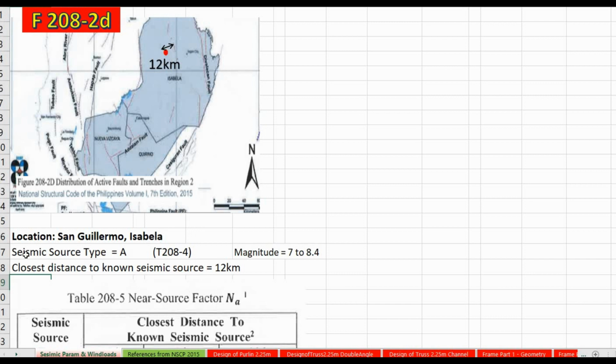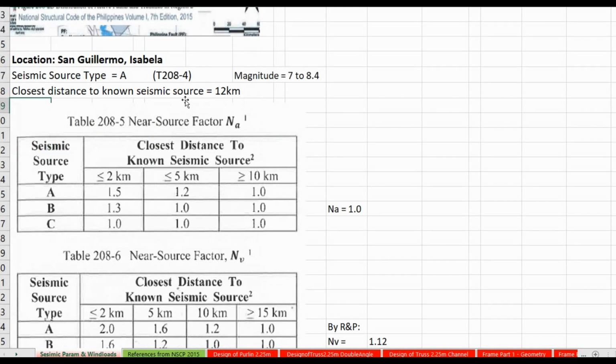And then ang gagamitin pa nating seismic source type is type A. So from table 208-4, ang ibig sabihin po niyan, yan ay magnitude 7 to 8.4. Yan po ang pinakamalakas na magnitude. Next, we will determine now the near source factor NA. So the closest distance is 12 kilometers, or that is greater than 10 kilometers. So A, gagamitin natin. So ang ating NA is 1.